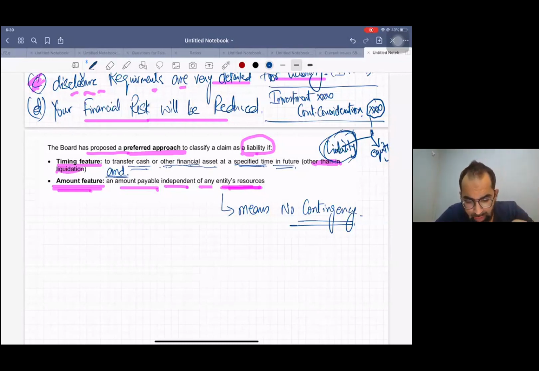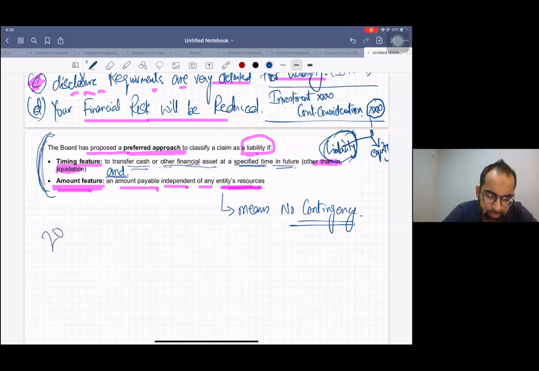So an amount payable is independent of any entity's resources. That means you are not going to link it with other resources, saying that if we get this, then we'll pay you. Then this is not a liability. Okay. So just read these 2-3 lines 2 or 3 times. That's it.